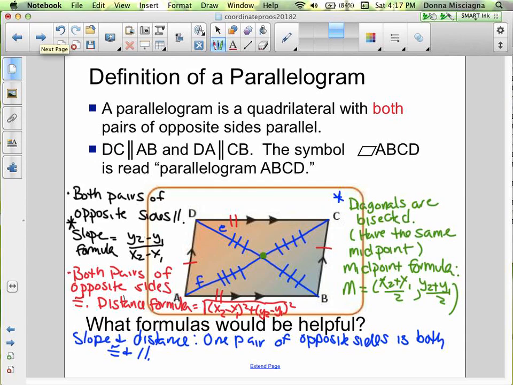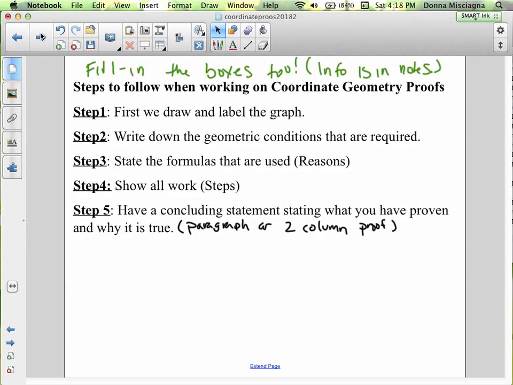To show this was true, we would use the midpoint formula and show that both diagonals, diagonal E, or I could have called it diagonal DB, and diagonal F, or I could have called it line segment AC, have the exact same midpoint. We would be able to show that this was a parallelogram. And that's actually what we're going to do right now. I actually think it's one of the easiest ones.